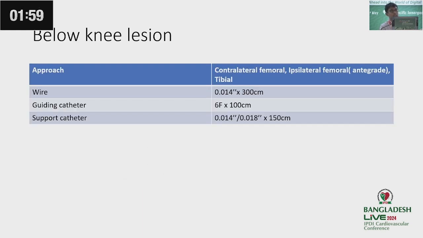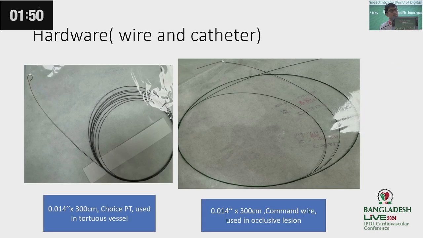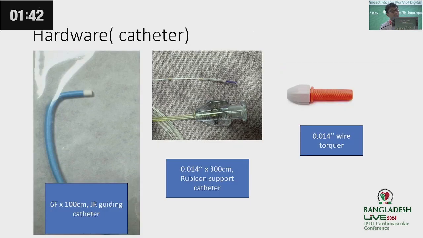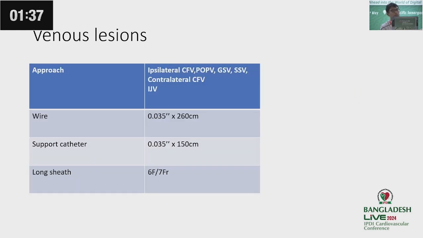For the below-the-knee lesions, we approach contralateral femoral or ipsilateral femoral, with antegrade catheter, wire length, guide catheter, and support catheter. Wire and catheters for tortuous vessels: Choice PT, and Command wire used in occlusive lesions. These are the catheters, and a torquer for the wire. For venous lesions, we use wire, support catheter, and long sheaths.